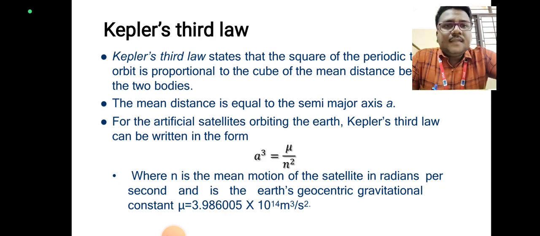Next is Kepler's third law. It states that the square of the periodic time is proportional to the cube of the mean distance between the two bodies. It is given by the formula a cube equals mu divided by n square, where a is the semi-major axis and mu is the Earth's geocentric gravitational constant, which is 3.986005 times 10 power 14 meter cube per second square, and n is the mean motion, given in radians per second. This is used to find the orbital period of the satellite.